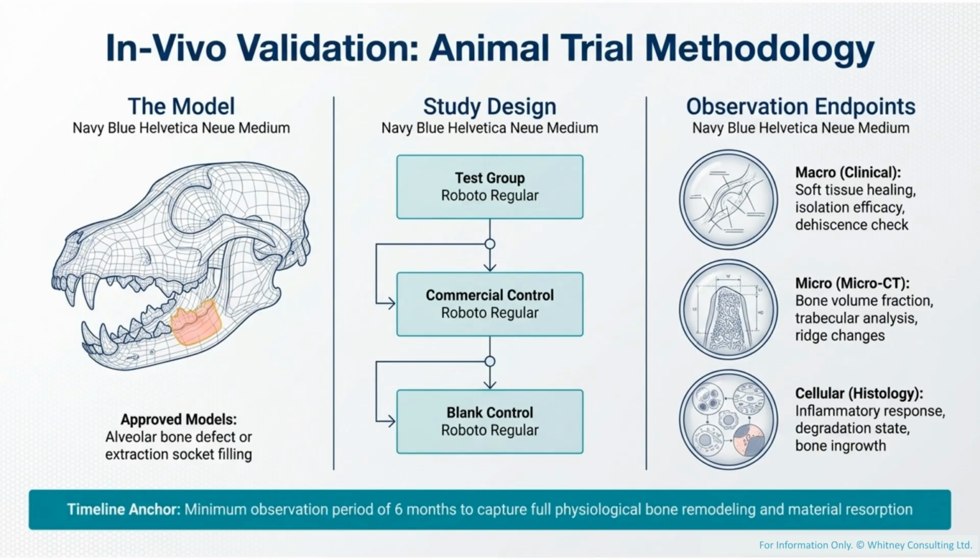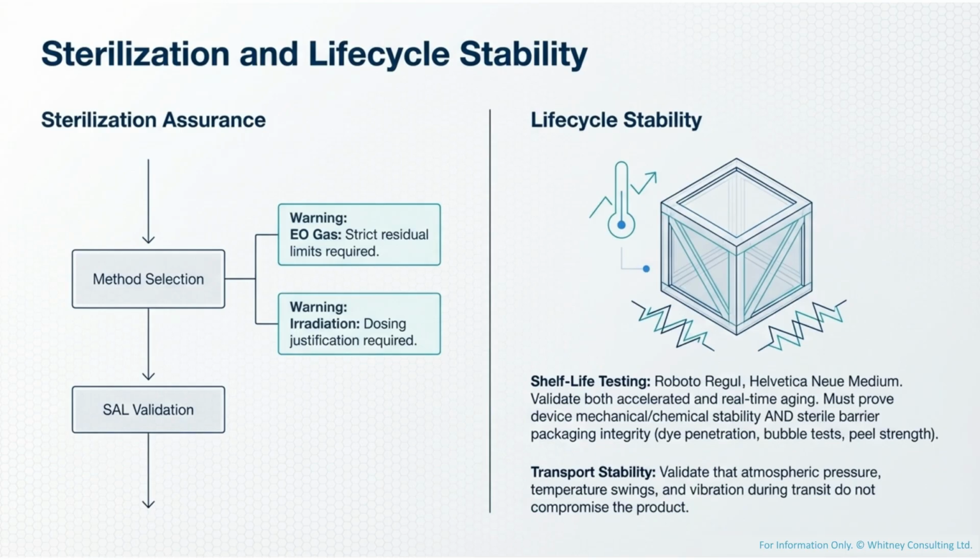In vivo validation involves animal trials using approved models, such as alveolar bone defect. The study design includes test, commercial control, and blank control groups. Observation endpoints cover macro, micro, and cellular analyses over a minimum of 6 months.